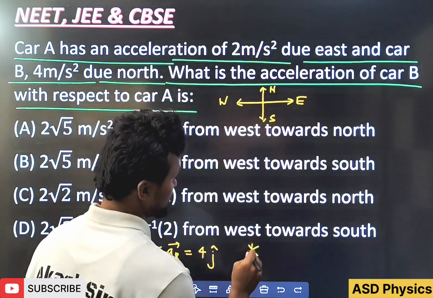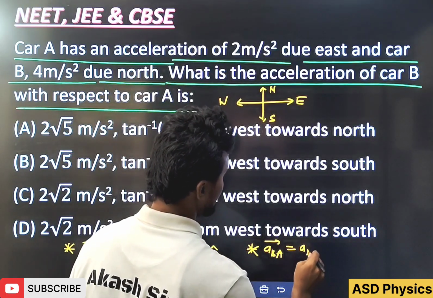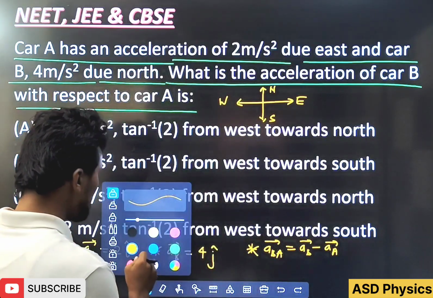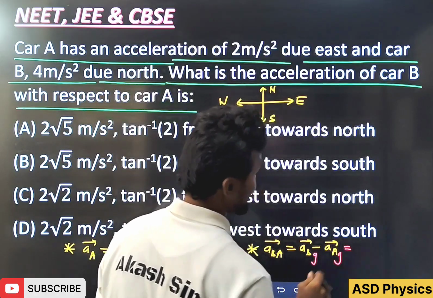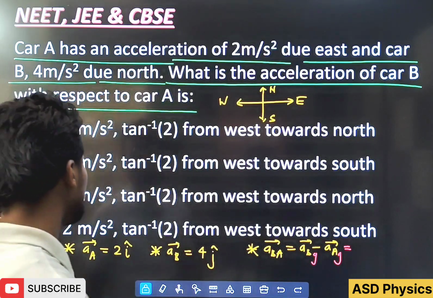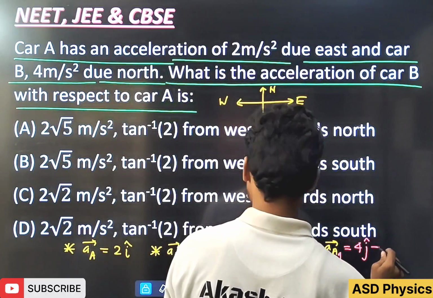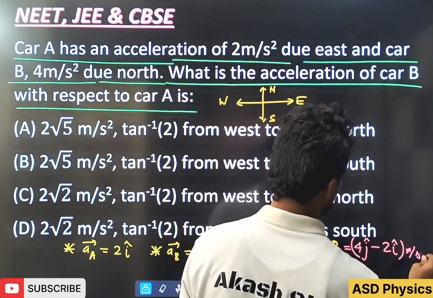So see here please, acceleration of car B with respect to car A is given by a_B minus a_A. And remember that whenever we are not writing anything, that means always with respect to ground only. Now you can see very well here a_B minus a_A. What is coming here? 4j cap minus 2i cap, meter per second square.